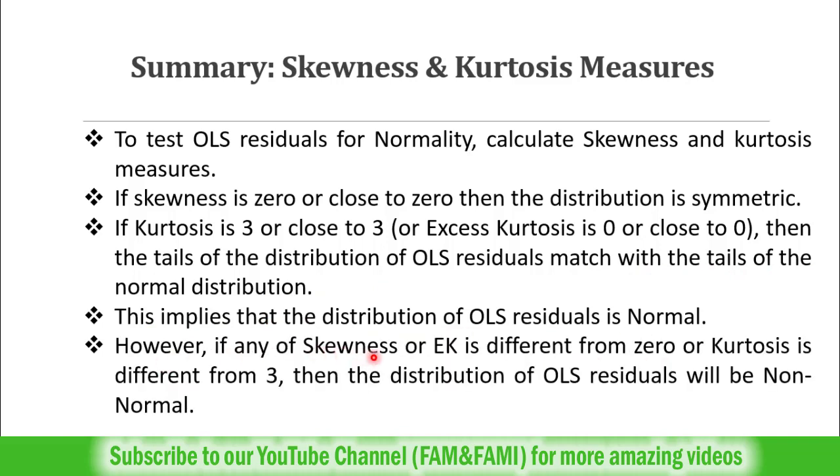However, if the skewness measure or the excess kurtosis measure is different from 0, or kurtosis is different from 3, then the distribution of OLS residuals will be non-normal. So for normality, skewness must be 0 or close to 0 and kurtosis must be 3 or close to 3.